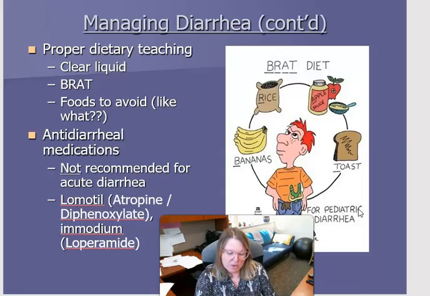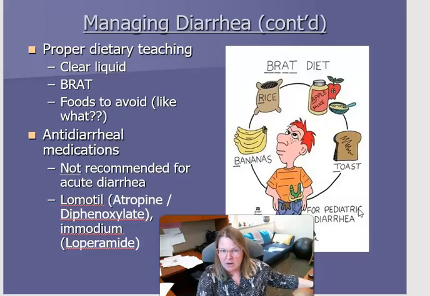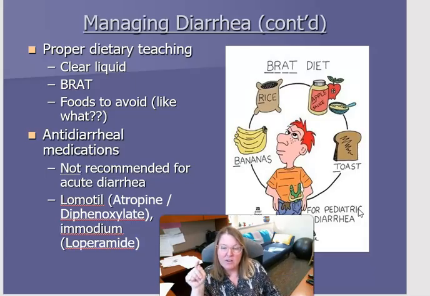So there's a little bit of controversy. I don't know if the word controversy is right, but there's a little bit of a school of thought when it comes to managing diarrhea. So people don't like diarrhea. I don't like diarrhea. Nobody likes diarrhea. But sometimes diarrhea is the body's way of saying there is something in here that needs to get out. So not always do we want to stop diarrhea.